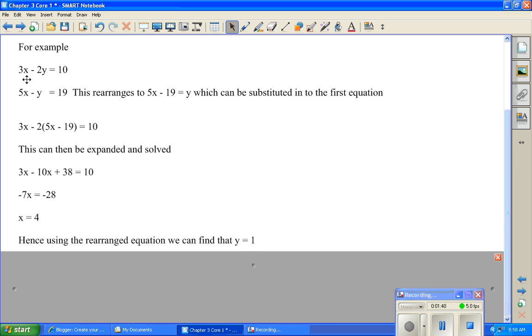Again, we can go back into this equation and just check it. 3 times 4 is 12, minus 2 times 1 is 10.